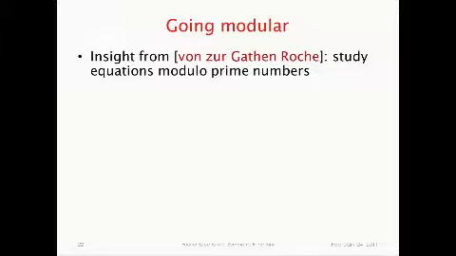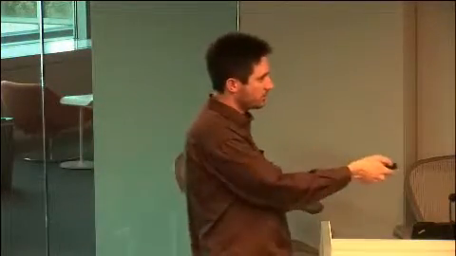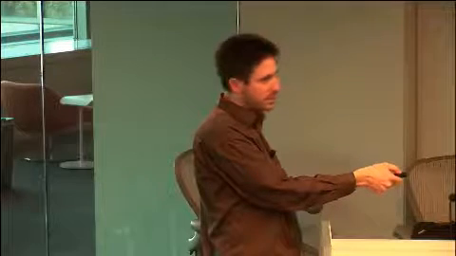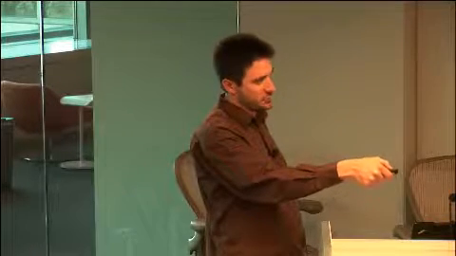So the insight that we gained from the previous proof is that working modulo prime numbers can make things easier. And the main tool for us will be Lucas' theorem, which is a very neat theorem. I don't know whether all of you know it or not, but it's very cute. It says the following. Take two integers, a and b, and write them in the base p expansion, where p is some prime number. So a is the sum of a_i p^i, and b is the sum of b_i p^i. Then here's the fact: a choose b, modulo p, is the same as the product of a_i choose b_i.